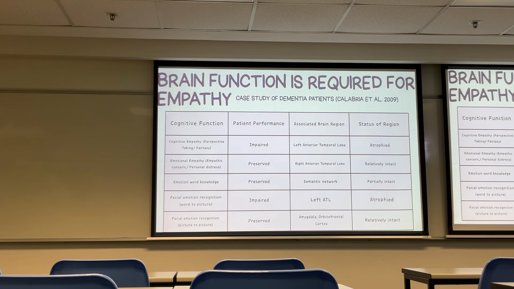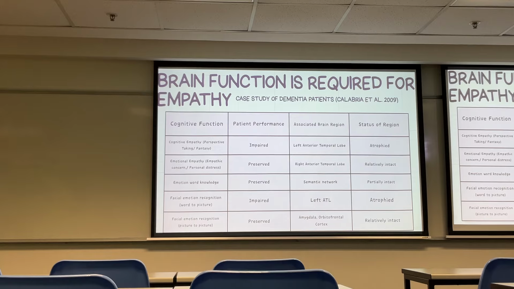In the function of cognitive empathy using subscales of perspective taking and fantasy, this function was impaired. The associated region is the left anterior temporal lobe, which we know is atrophied in the patient. For emotional empathy using subscales empathic concern and personal distress, this function was preserved. The associated brain region is the right anterior temporal lobe, which is relatively intact compared to the damage in the patient's left anterior temporal lobe.